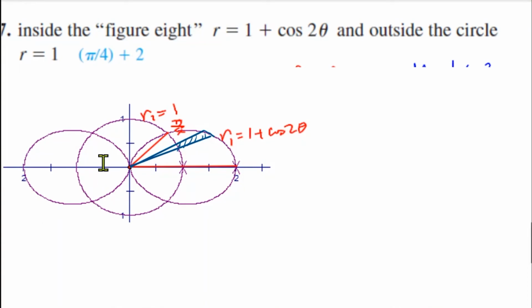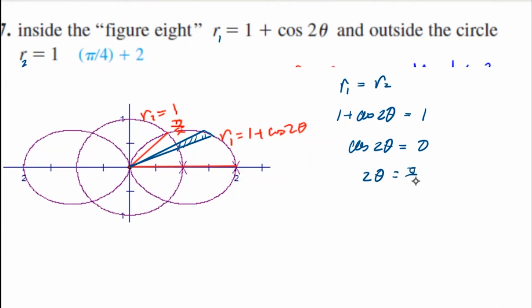The only thing we need is, number one, that angle, pi over 4. That is not as obvious, so we'll calculate it. Calling this thing R1 and this thing R2, we have to set R1 equal to R2 first. So we have 1 plus cosine 2 theta, and the other side is 1. So cosine 2 theta is equal to 0, which means 2 theta in the first quadrant is pi over 2. So theta is equal to pi over 4, which is how I got this pi over 4. You with me?